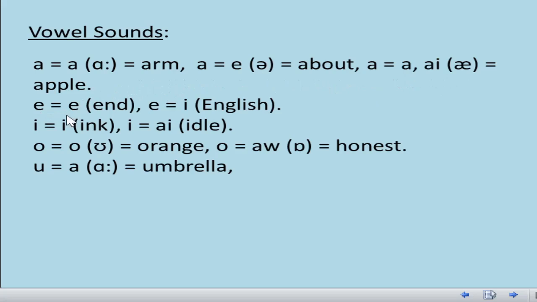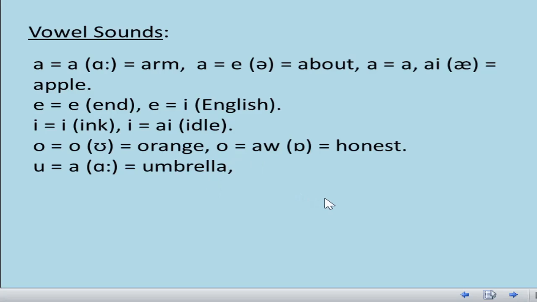Here E is pronounced like Bangla a, and E is pronounced like E. I is pronounced like Bangla e, ink. I is also pronounced like I, idol. O is pronounced O, orange. O is pronounced like o, honest. U is pronounced like umbrella. So these are the vowel sounds.